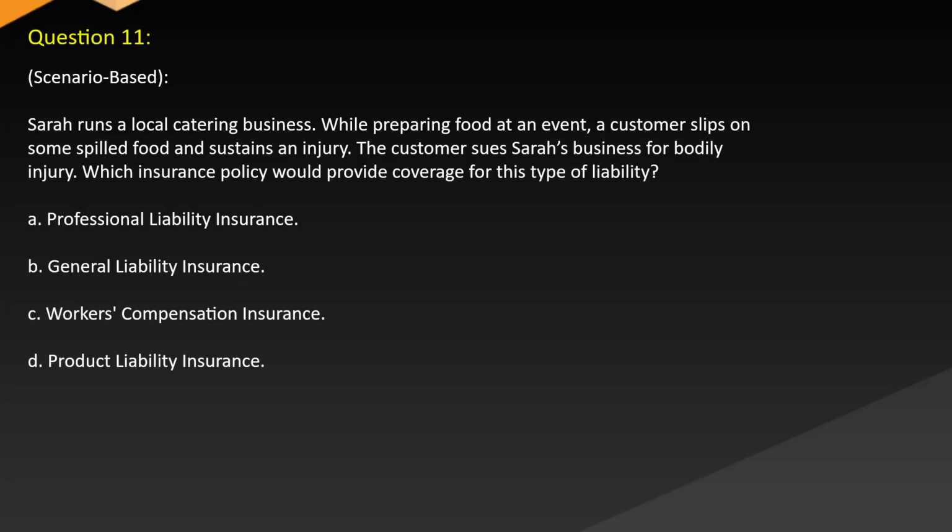Question 11, scenario-based. Sarah runs a local catering business. While preparing food at an event, a customer slips on some spilled food and sustains an injury. The customer sues Sarah's business for bodily injury. Which insurance policy would provide coverage for this type of liability? A. Professional liability insurance. B. General liability insurance. C. Workers' compensation insurance. D. Product liability insurance.